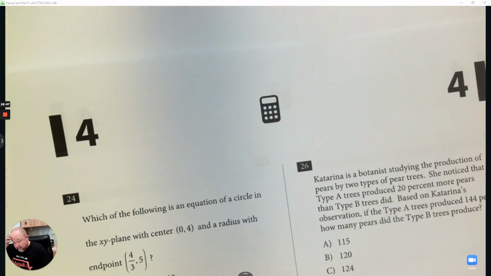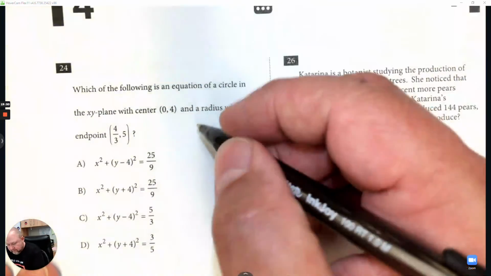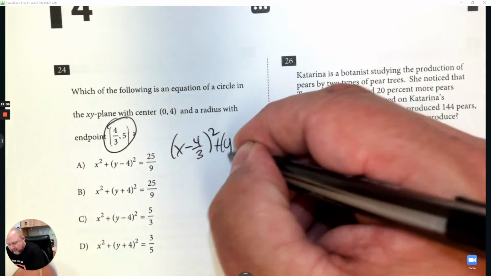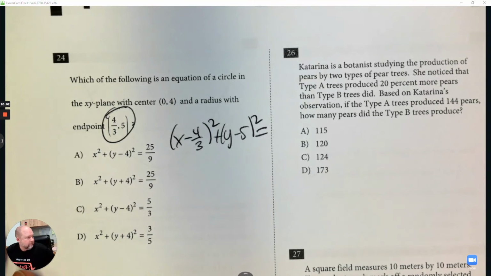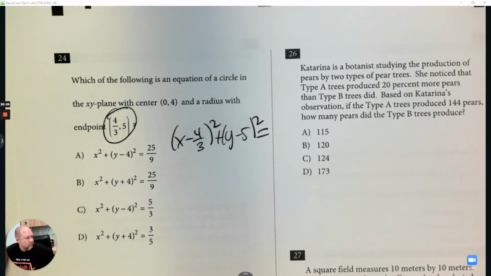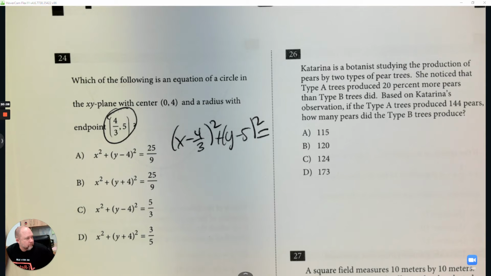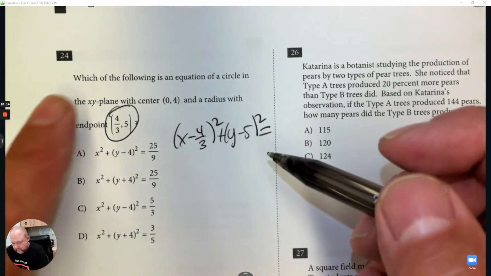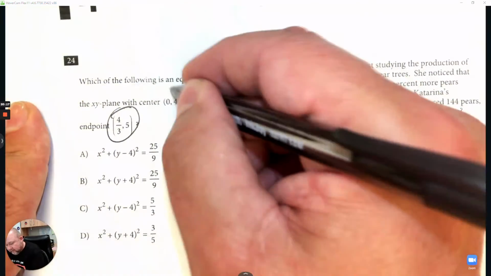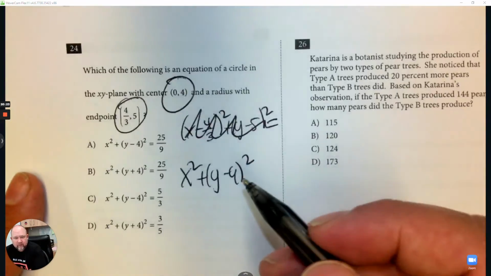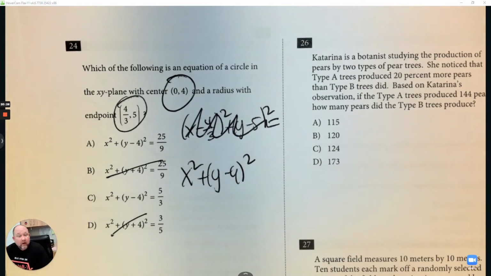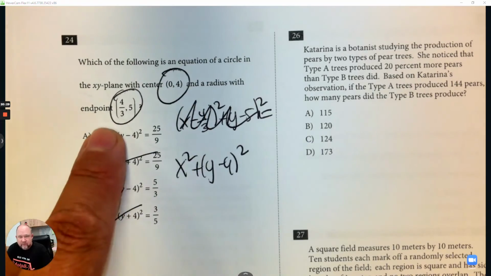24. Which of the following is an equation of a circle with this center? So that'd be x minus 4/3 plus y minus 5. Let me try that again. The center is 0, 4. So that's x squared plus y minus 4 squared. Nope. All right. Next, I need to know the distance between this.